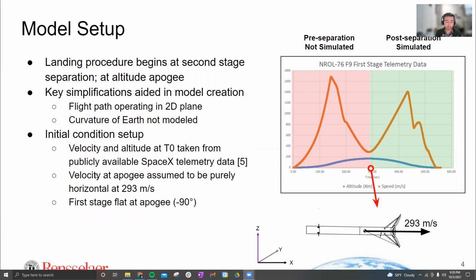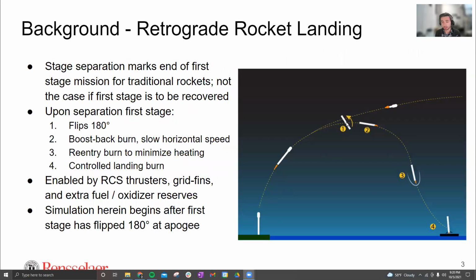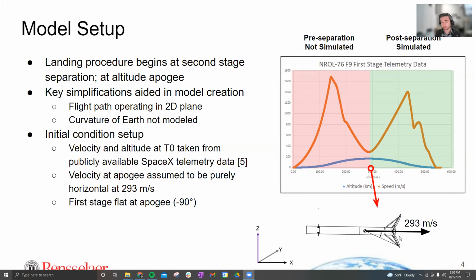So the velocity and altitude at time 0 are directly taken from this plot. We look at this orange plot and look over at this point, and we get about 293 meters per second. We assume, because it's at the highest apogee, that it's all in the horizontal direction. We also assume that this is after the rocket reorients itself, so the engines are pointed downrange. As mentioned up here, it's operating in a two-dimensional plane, so we have the z-axis in the vertical direction and x in the horizontal.